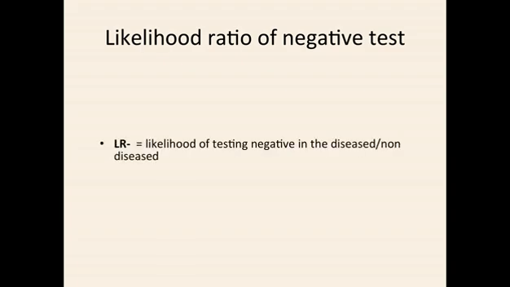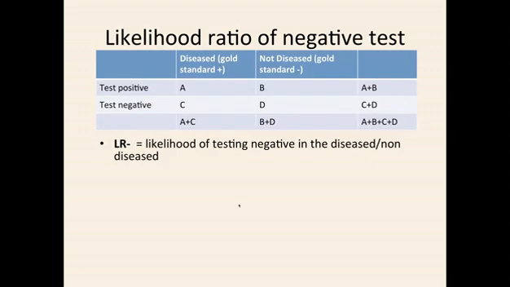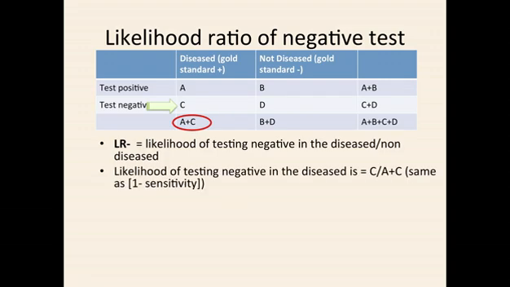Let us now see how to calculate LR negative. LR negative is given by the likelihood of testing negative in the diseased divided by the non-diseased. In the 2 by 2 table, C people incorrectly test negative out of A plus C with the disease. So the likelihood of testing negative in the disease is C by A plus C. This is same as 1 minus sensitivity. This will give us the numerator for LR negative.